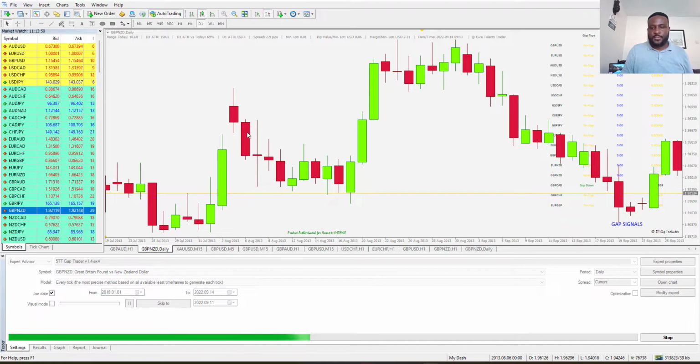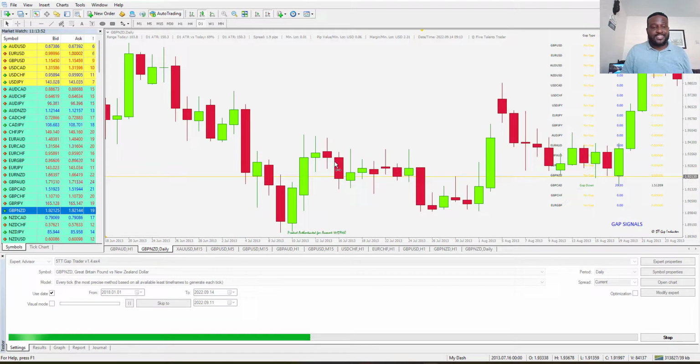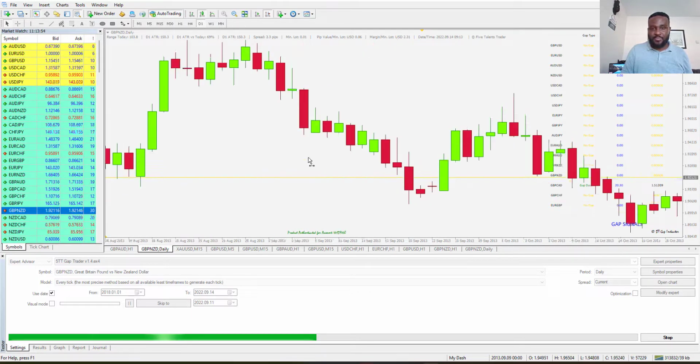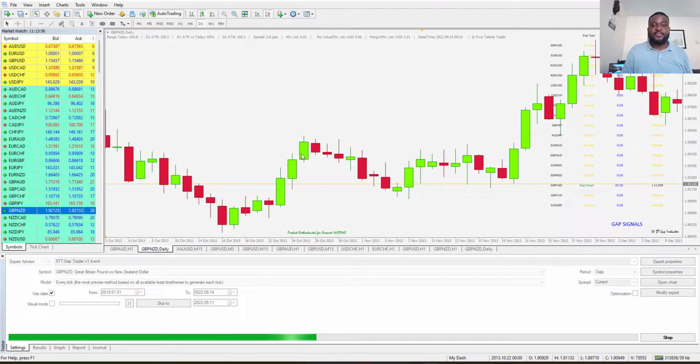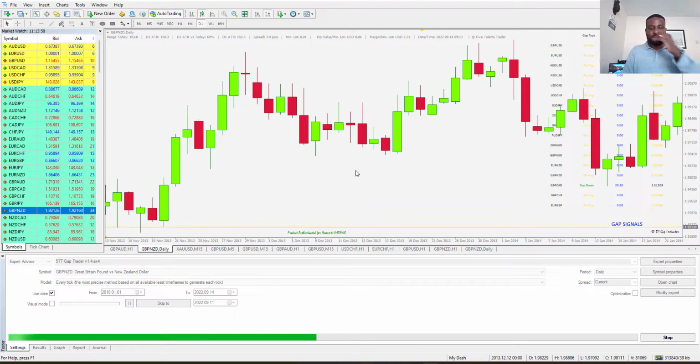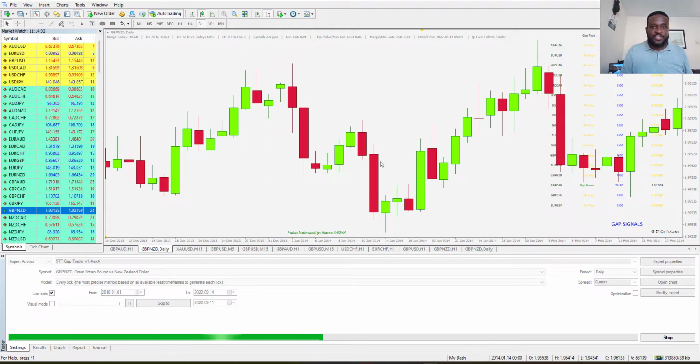250 pips. What a nice gap. Now, this is from 9 years ago, so this is happening even till today. I just showed you one that happened even today with GBP CAD. So it's a strategy you can use.